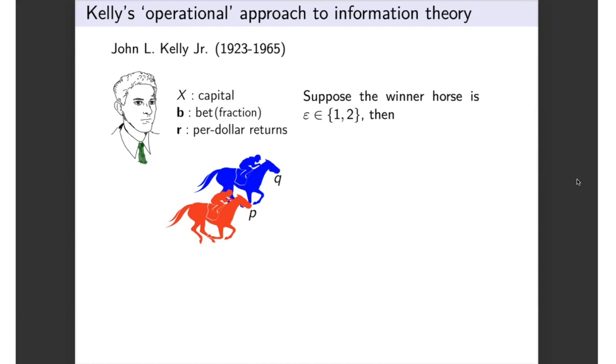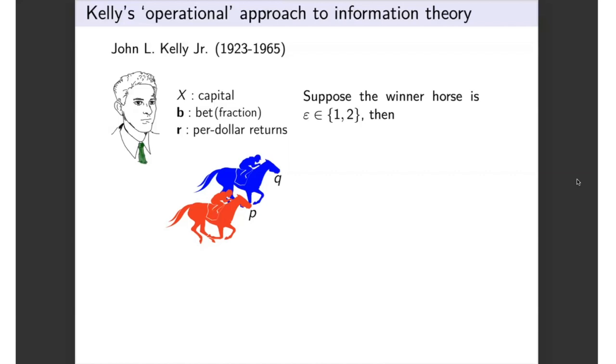And the context, surprisingly, is gambling, right? Gambling in horse races. Let me explain how it works. Suppose that you have some amount of dollars, some capital, and you're going to a very simple horse race, only 2 horses. Horse red is going to win with probability P, and horse blue is going to win with probability Q.